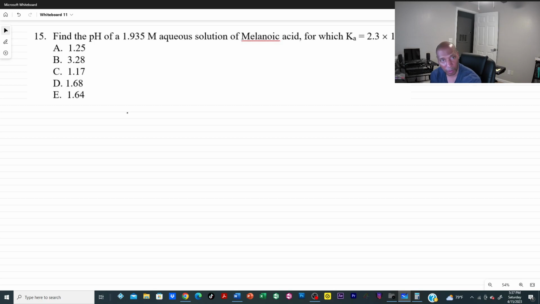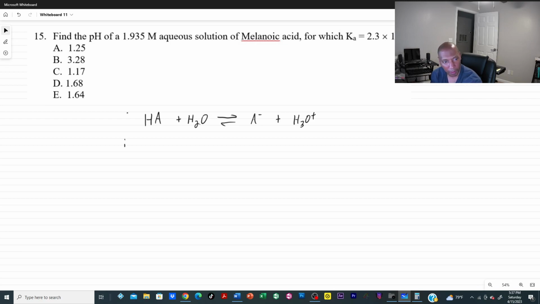Alrighty then. I'm going to go ahead and clear my canvas. And let's see what we have here. Since melanoic acid is a weak acid, they gave you an initial concentration of a weak acid, and you're trying to find the final concentration. So we're going to use an ICE chart to do this. I'm going to use my generic acid symbol HA.